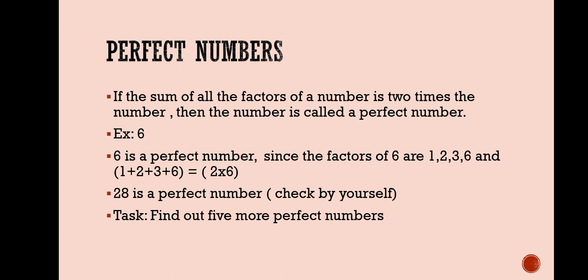Example 6. 6 is a perfect number since the factors of 6 are 1, 2, 3, 6. And what will be the sum of these factors? 1 plus 2 plus 3 plus 6. That should be equal to 2 times the given number, 2 into 6. So 2 into 6 is 12. And what is the sum here? 1 plus 2, 3, 3 plus 3, 6, 6 plus 6, 12. 12 is equal to 12. So therefore 6 is a perfect number.